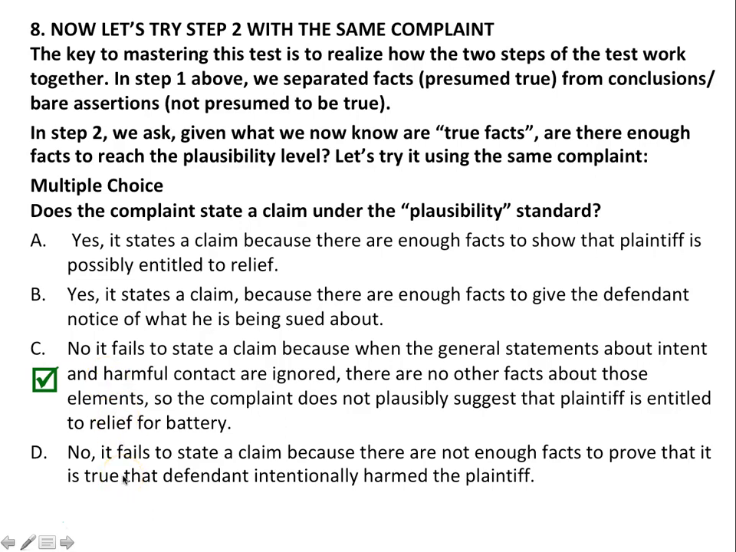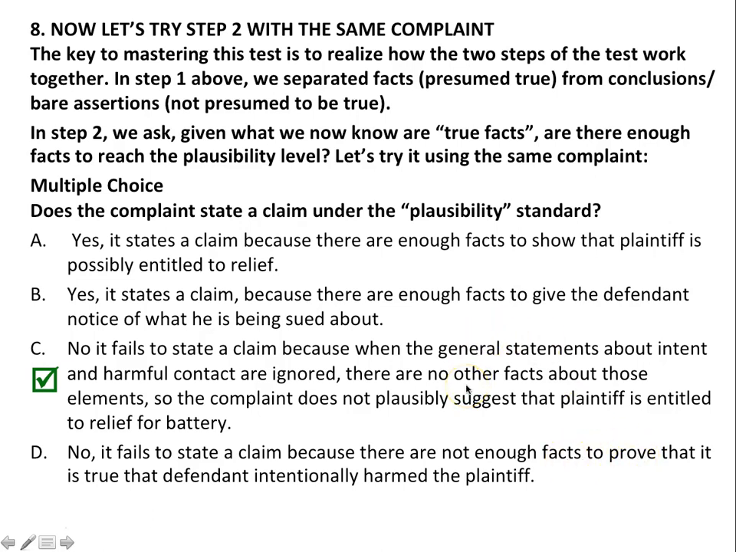Let's knock out D. What's wrong with D? Notice D says it fails to state a claim because there are not enough facts to prove that it is true that defendant intentionally harmed the plaintiff. That's not the plausibility test. Remember, we're only at the pleading stage. The plaintiff does not have to prove these facts are true. We simply ask if, given the facts alleged, presuming that they are true, the plaintiff has plausibly stated a claim. So we're not requiring proof at this stage, we're just asking whether concrete facts have been alleged.